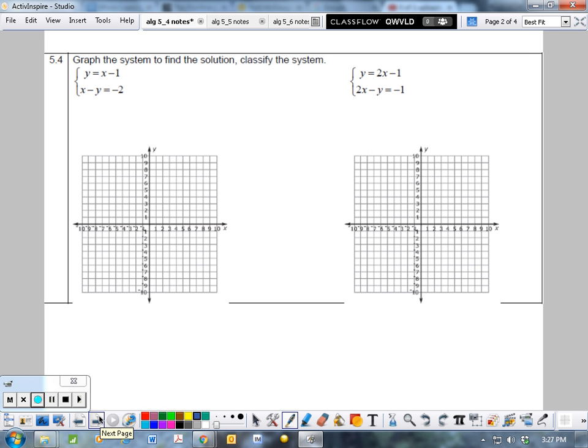Okay, so we're going to talk about graphing a system and what the true answer is. My first one is y equals x minus 1, so I start at negative 1, and then my slope is 1, so up 1 over 1. So, a nice little review of graphing systems.